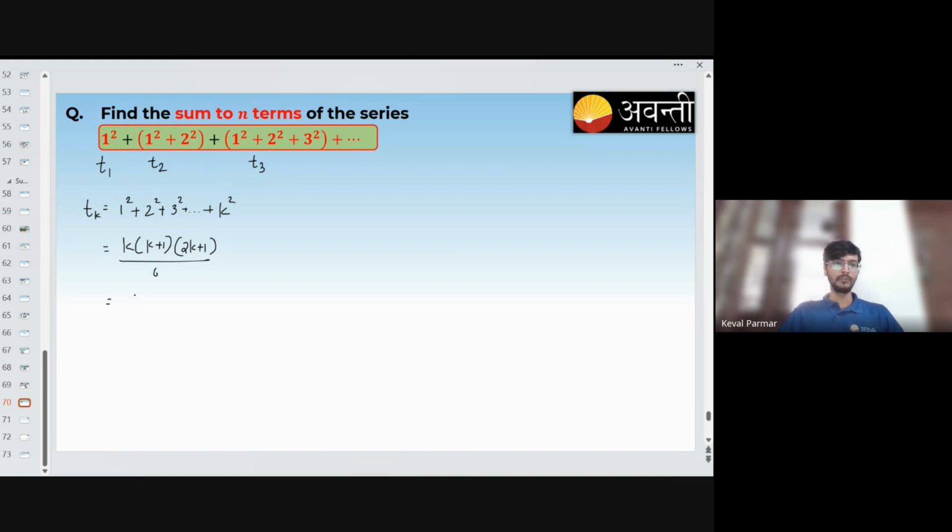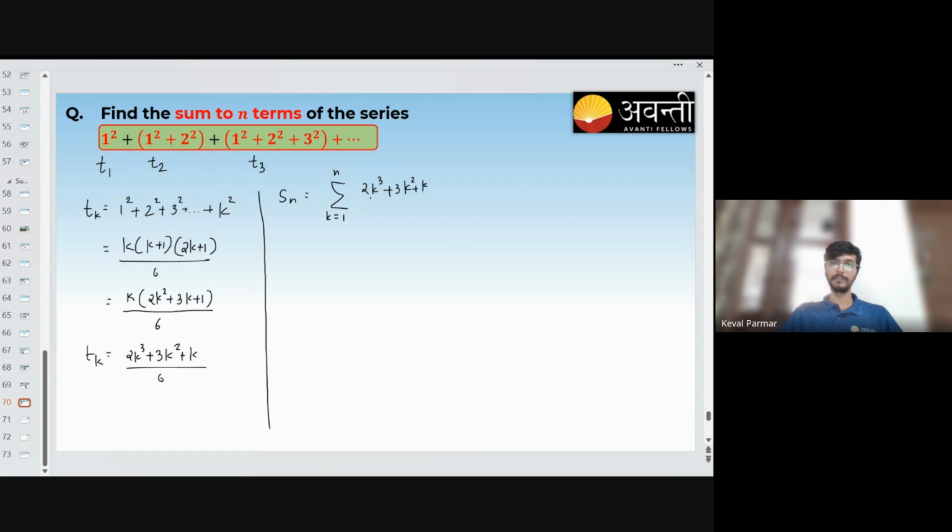Let us simplify it. So I think I'll get k into 2k square plus 3k plus 1 upon 6. So I'll get 2k cube plus 3k square plus k upon 6. This is T of k. So what is Sn? Sn will be equal to the sum of all these terms, k starting from 1 up to n, of 2k cube plus 3k square plus k upon 6.